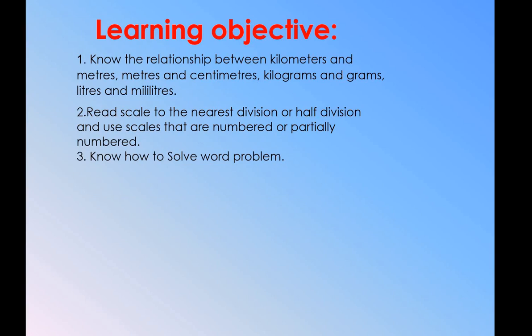And now, this is our learning objective. We already know our learning objective from before. Our learning objective is to know the relationship between kilometers and meters, meters and centimeters, kilograms and grams, liters and milliliters. We have already done kilometers and meters. We have already learned meters and centimeters. And now we are doing kilograms and grams. And in our next lesson, we are going to learn about liters and milliliters.